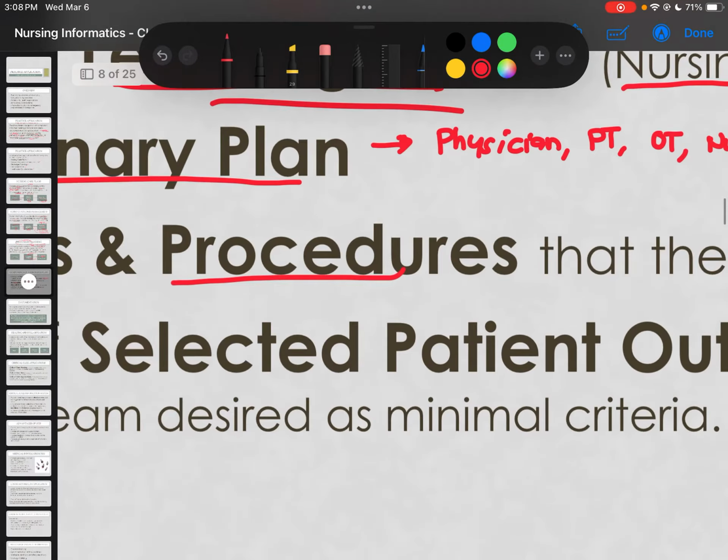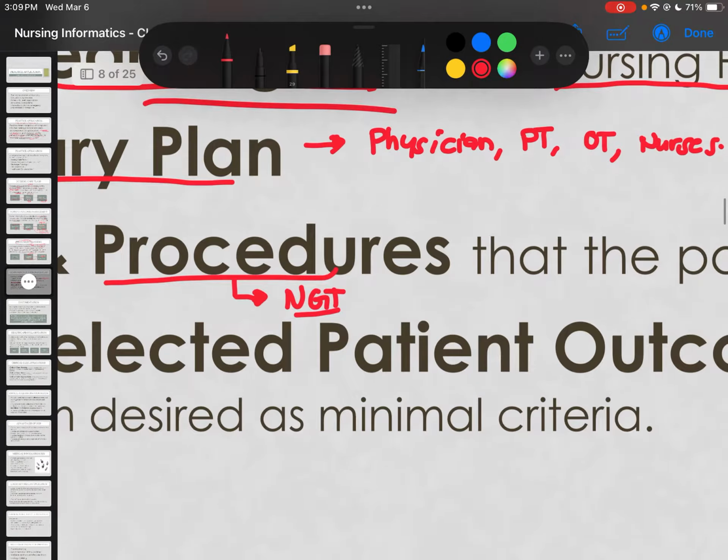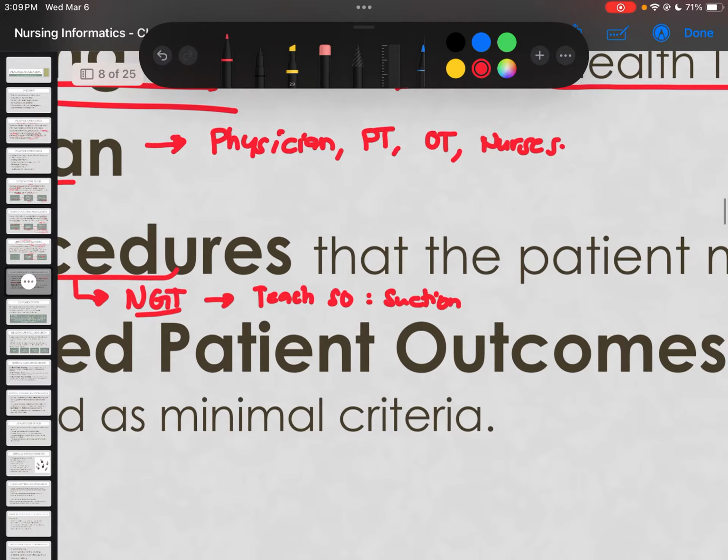Aside from that, naa pod procedures, class, no? If you do not know, sometimes ang patient, they will be discharged na naa pay NGT. Okay, discharge sila na naa pa sila NGT. So in instances like that, no, we have to teach SO how to suction. Aside from that, how to feed. Tudloan nato silang sa pag-feeding, no?